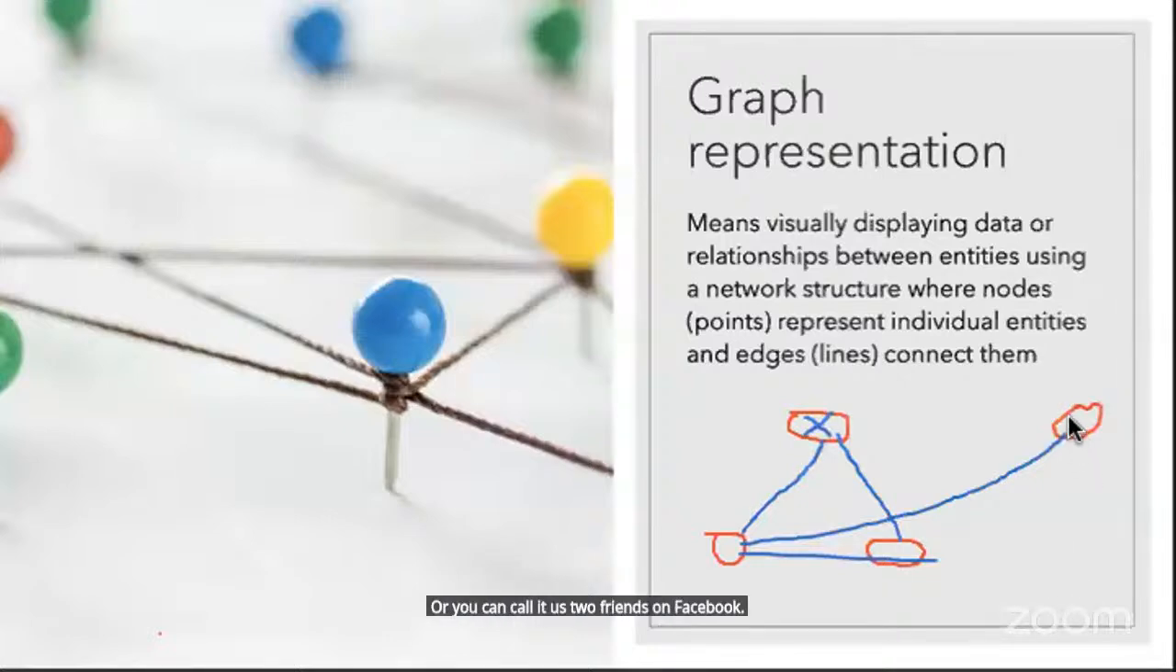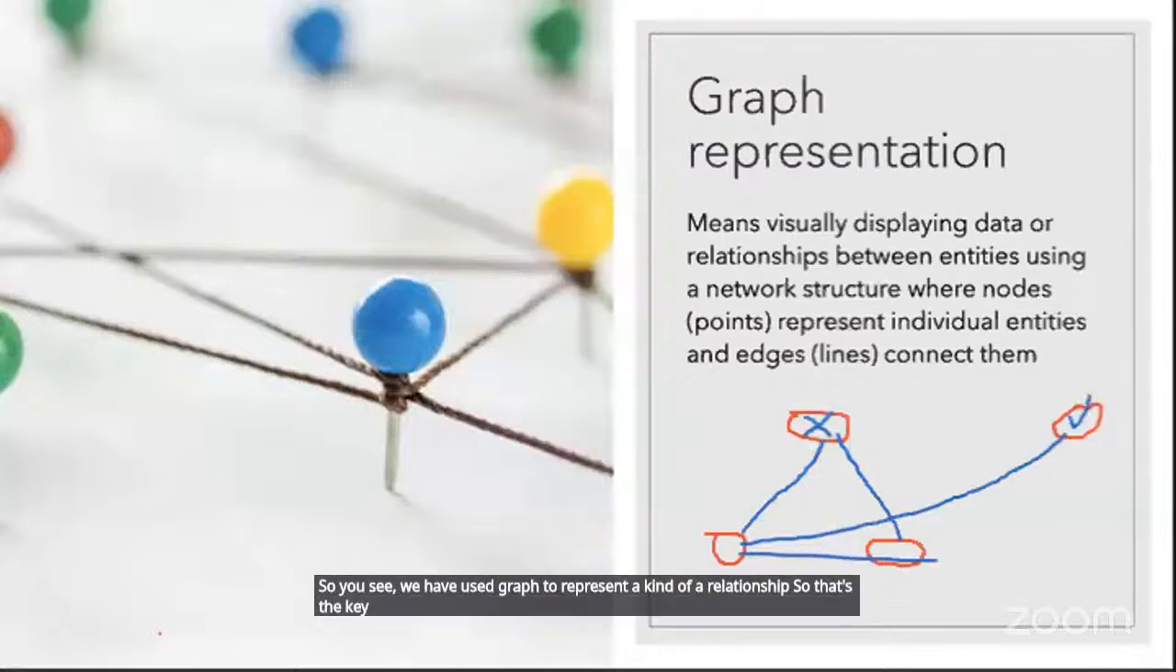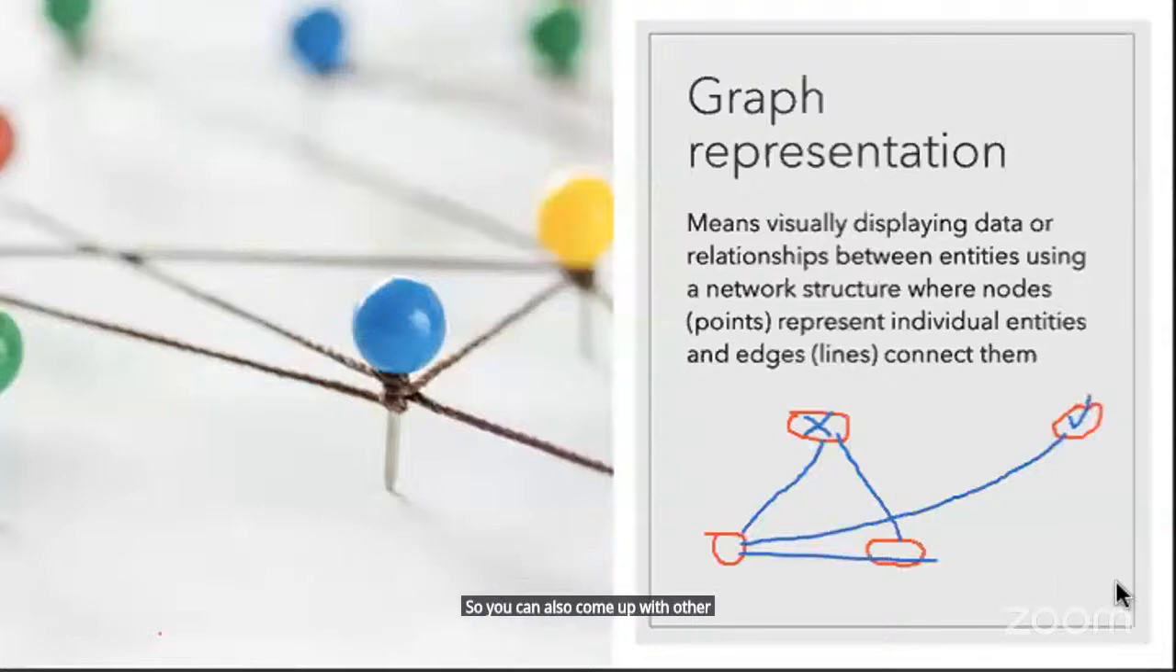It means this user marking good has 1 follower on Facebook, or has 1 friend on Facebook. So you see, we have used graph to represent a kind of relationship. That's the keyword there, relationship. You can also come up with other examples. I've just used social network.